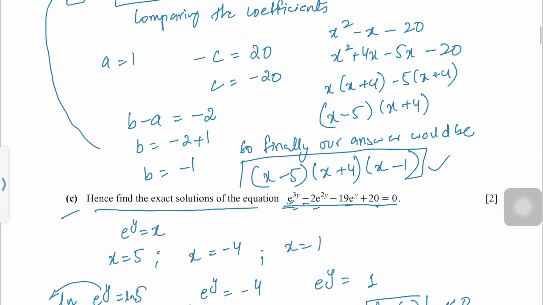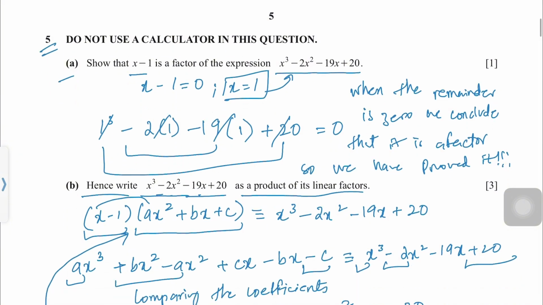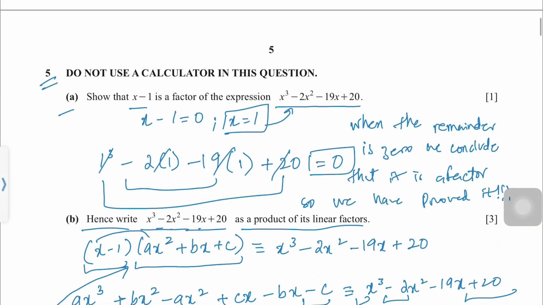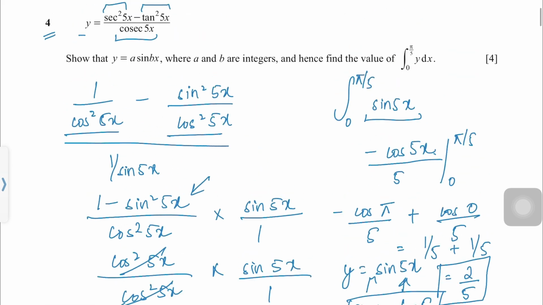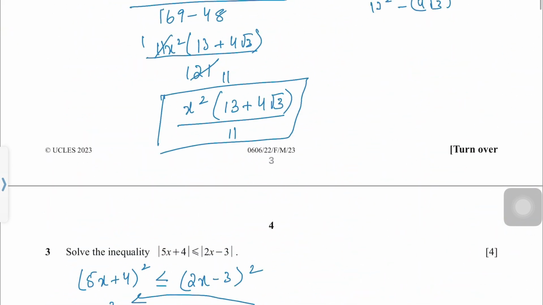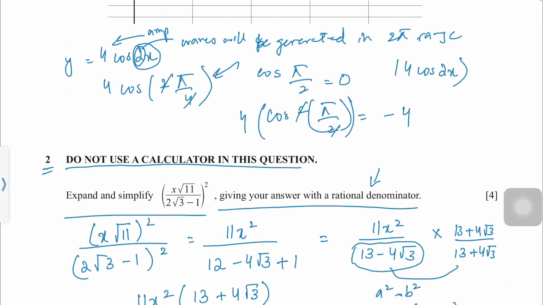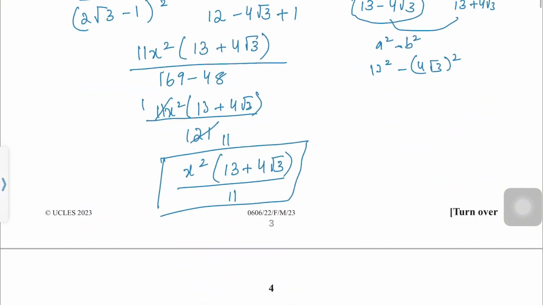Let's circle the answers. This is our final answer here, and here, and here as well, and then this is our final answer.